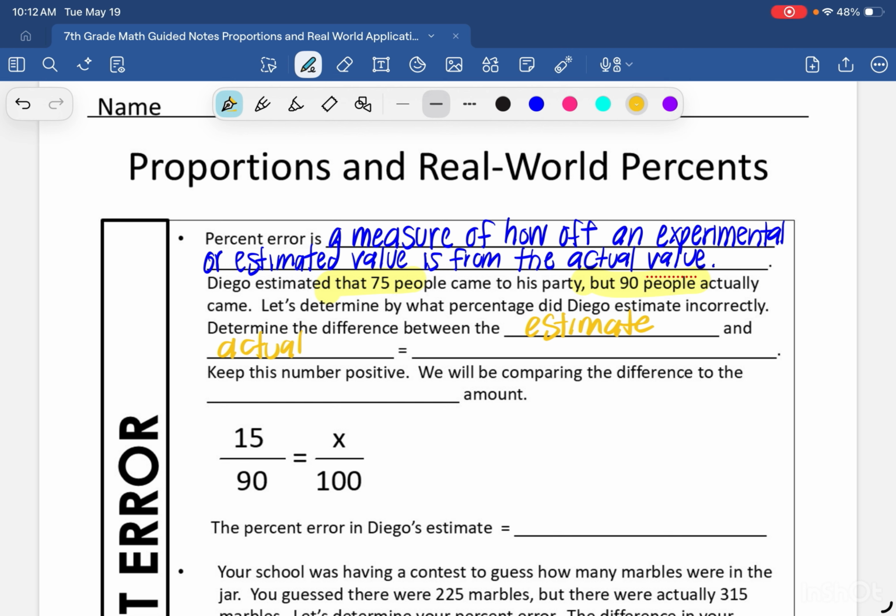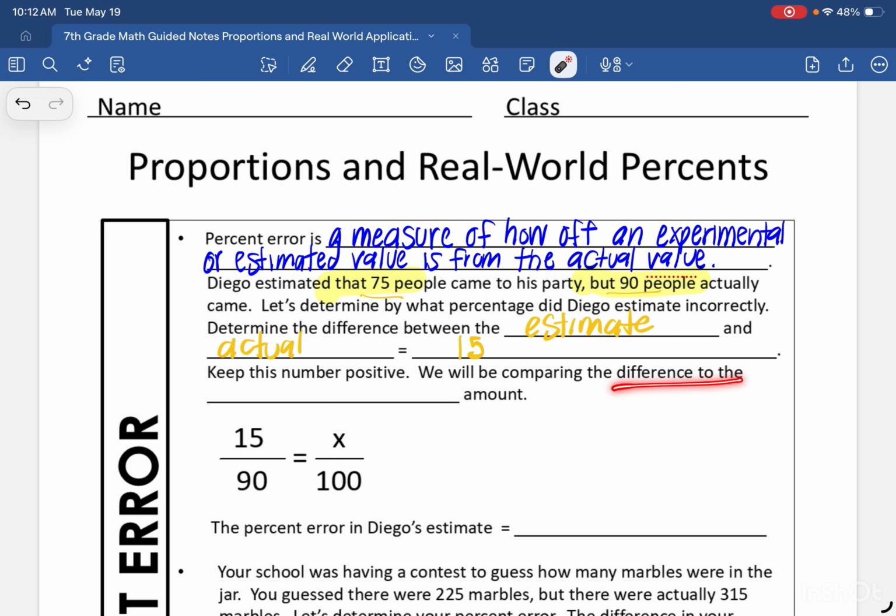So instead of determining how much a number changed by, we're determining how much you are off by your estimate. My estimate was 75. It was actually 90. That's a difference of 15. Again, we want to keep the value positive. We're just looking at the difference between the two numbers. We'll be comparing the difference to the actual amount.